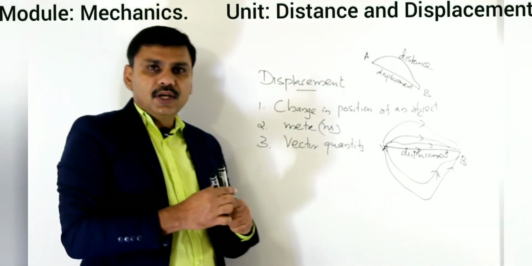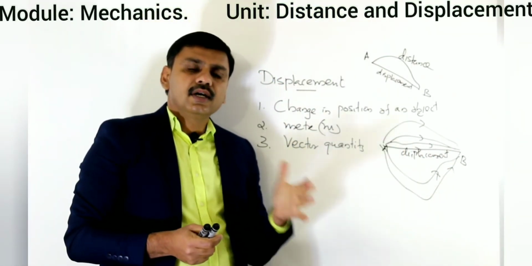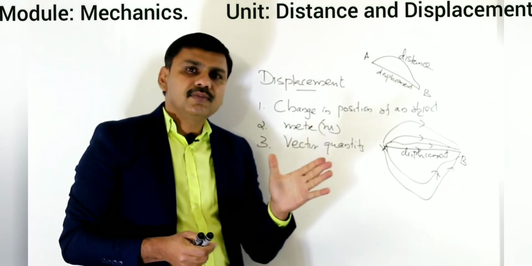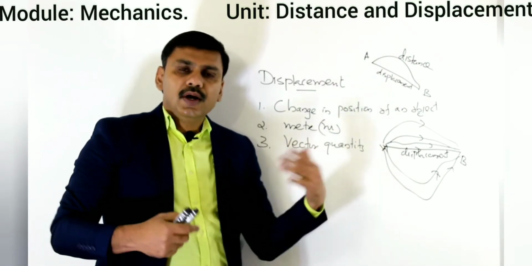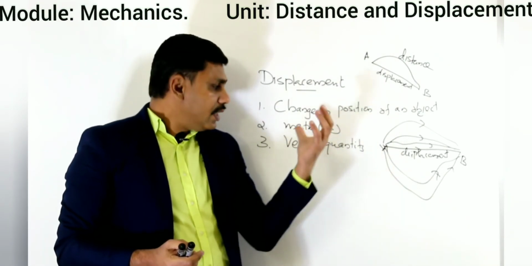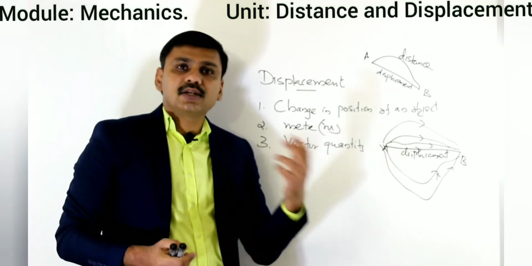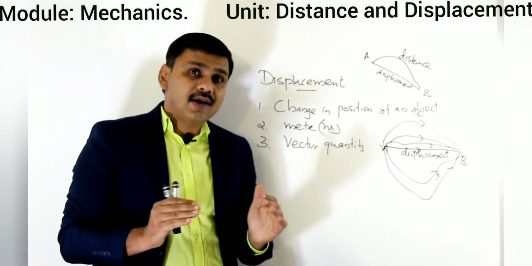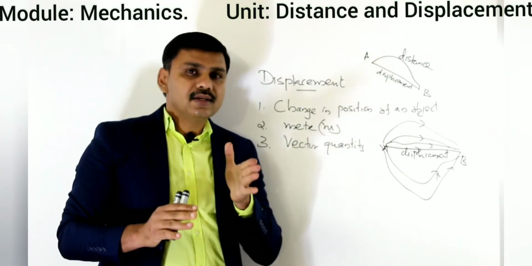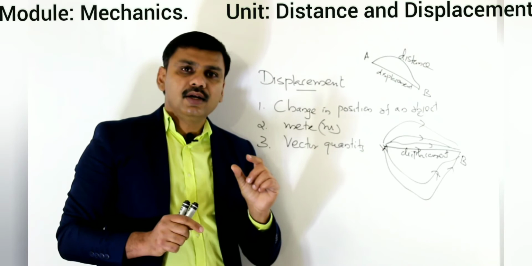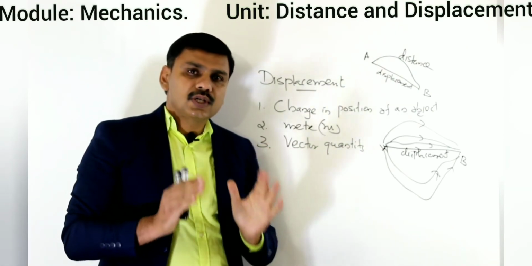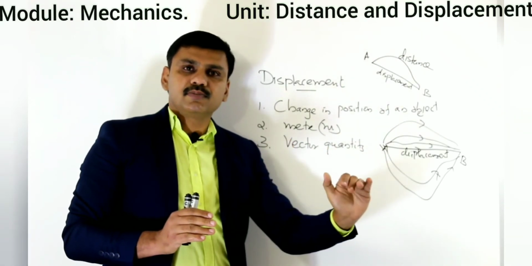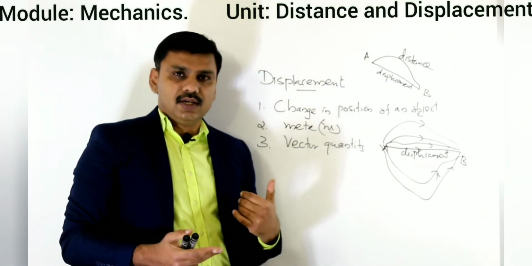In order to reach a place, there will be a single shortest path, and that path gives you displacement. That's why displacement is a vector quantity, because in order to get displacement, you should travel in a specific direction. That means a straight path. Then only you will get displacement. That's why it is a vector quantity.